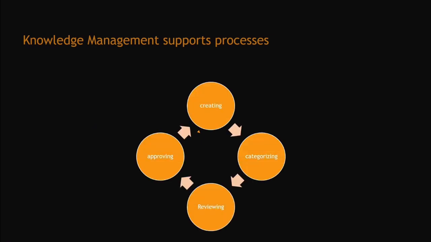It supports creating knowledge articles, categorizing them, and reviewing them before publishing to the users. Someone will review it and then approve it, and then it will be visible for the users. These four steps are important in knowledge management. For example, if you want to create a knowledge article, you need to create it and define under which category it should come and who will review it. After reviewing, it will go for approving, and after approval, it will be available for the users to use the knowledge article.